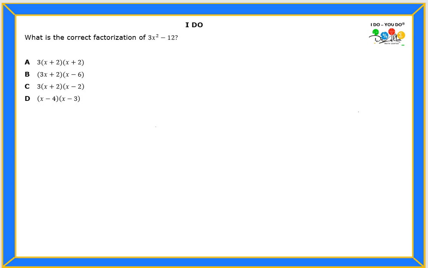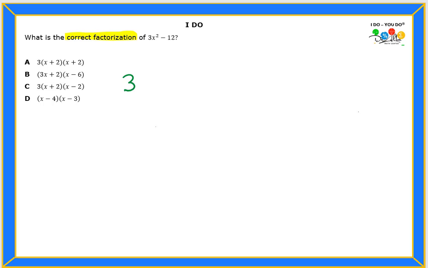Hello students, let's read the problem. It says, what is the correct factorization of 3x squared minus 12? So we're looking for the correct factorization, right? So what does that mean? Well, it means that I need to find the factors for my quadratic function, right? So let's go ahead and write it down over here.